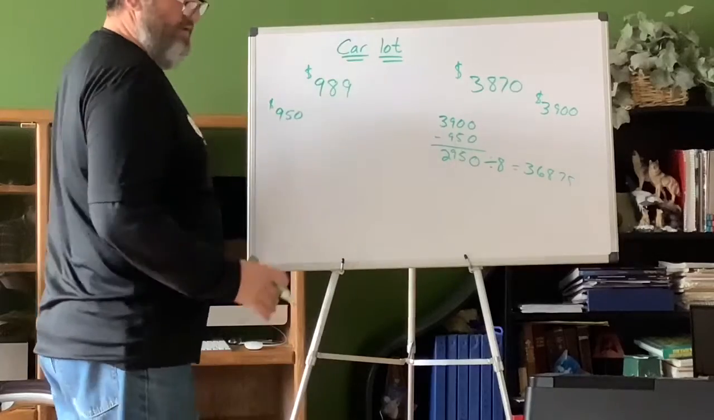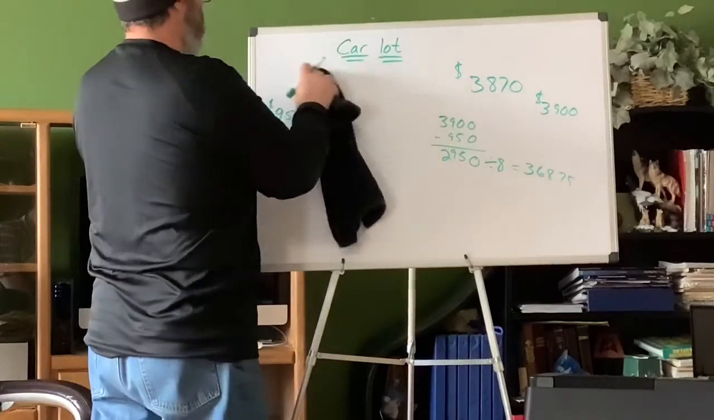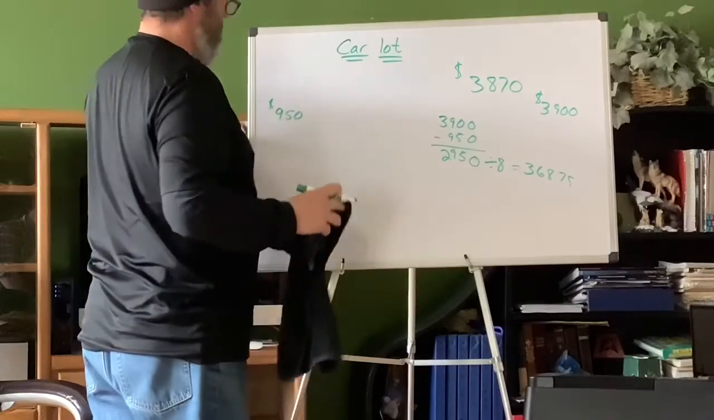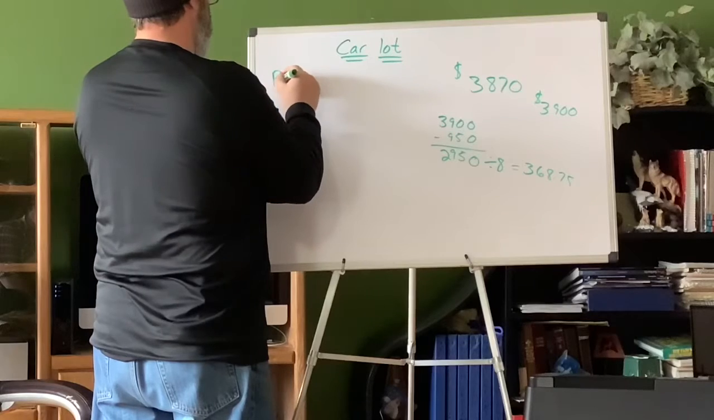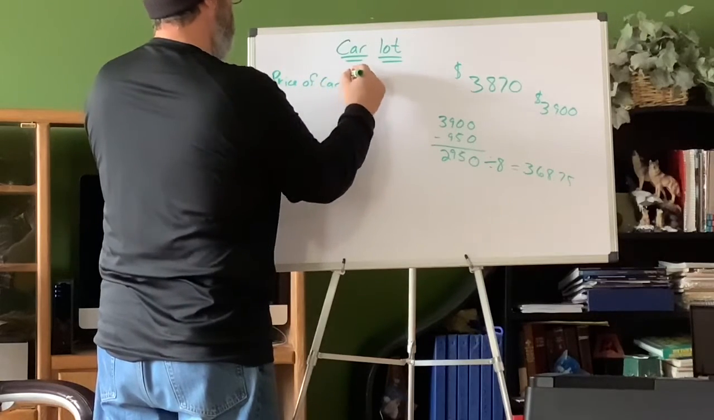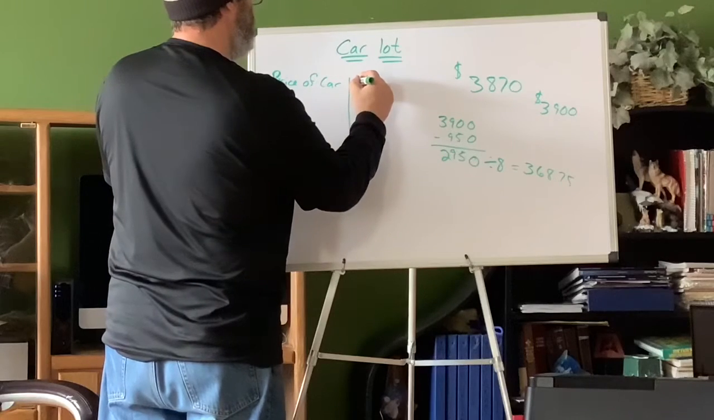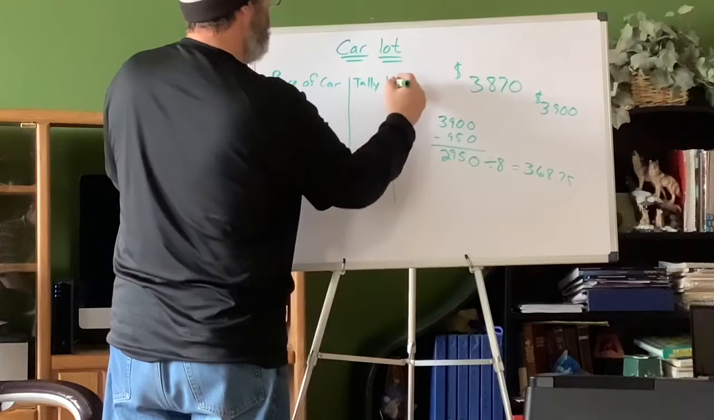Now I'm going to go back and create my bins. And I know that 950 is going to be my smallest. So here we'll go price of car. Then I'm going to do tally, and then I'm going to do frequency.